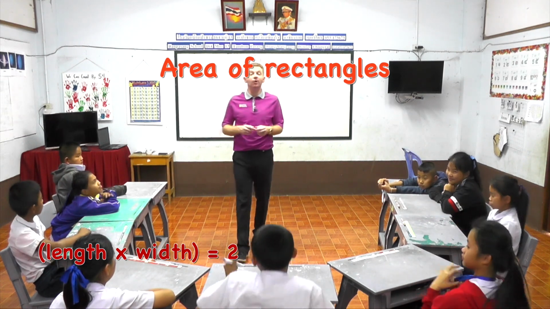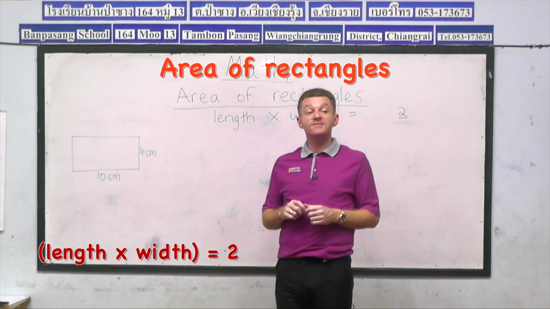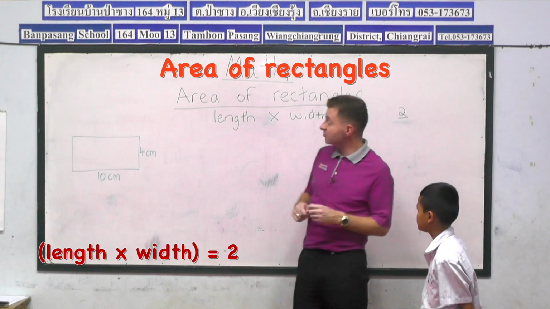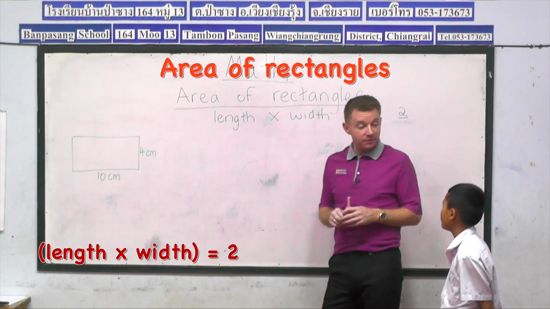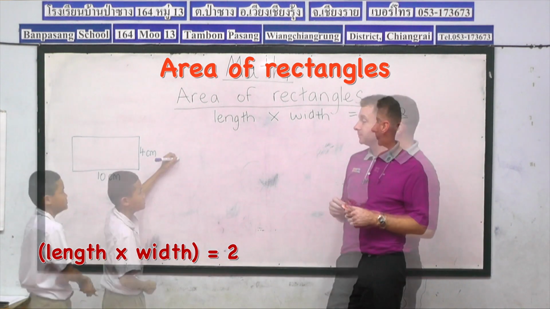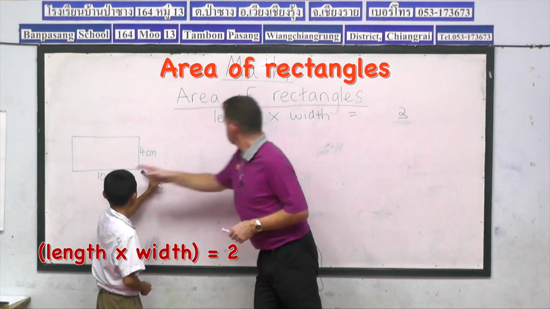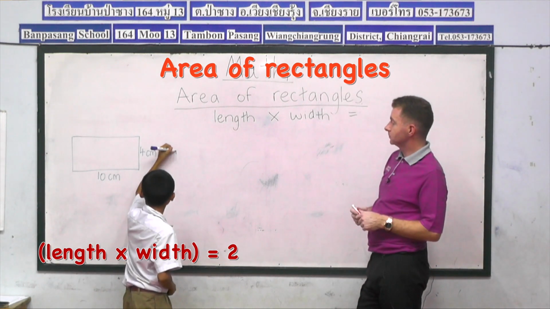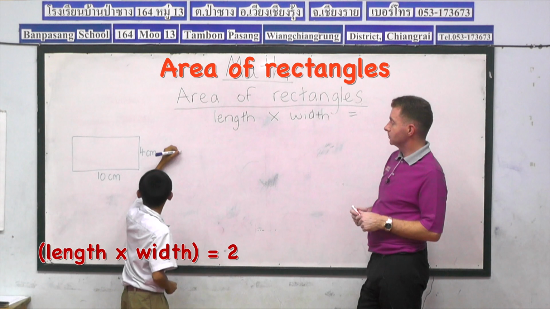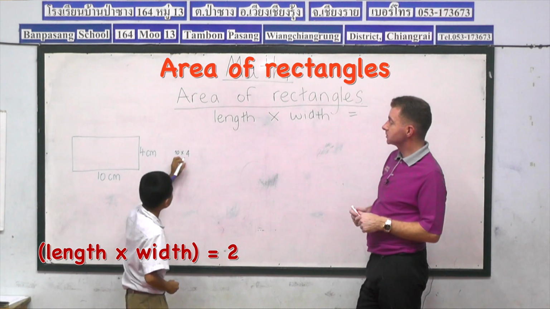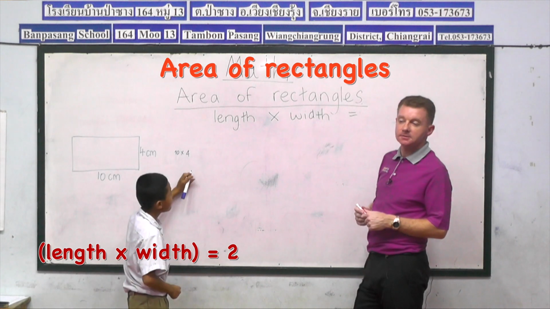Okay, so now let's see who can come forward and do the area of the rectangle. So Chu, come and join me at the front of class. So Chu can demonstrate how to correctly calculate the area of this rectangle. So remember, Chu, we need to do the length times the width. So can you demonstrate how to calculate the area of the rectangle? 10 times 4. Equals, so what's 10 times 4, guys?